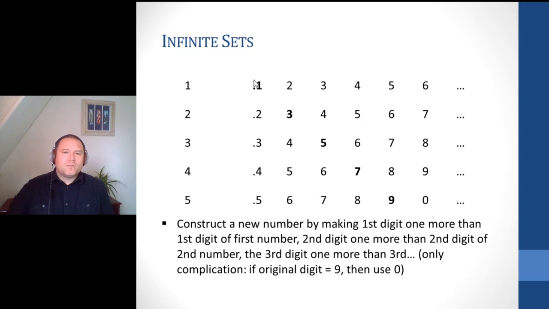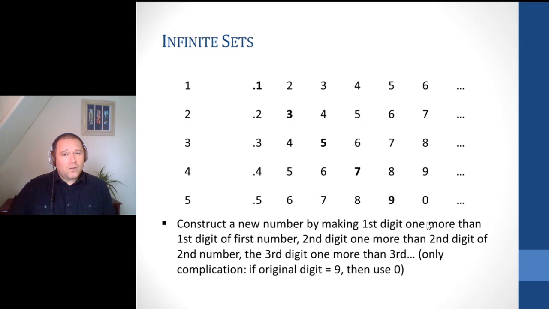We're going to construct a new number by taking the first digit of the number that we've assigned to 1, and we're going to add 1 to it. And our second digit is going to be the second digit of the number assigned to 2, and we're going to add 1. And our third digit, we're going to make the third digit of our new number whatever the third digit is for the number assigned to 3, and add 1. And the fourth digit of our new number is going to be the fourth digit of number 4, and we're going to add 1. And so on and so on.